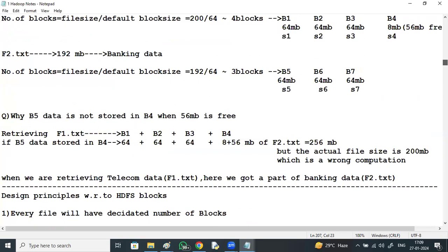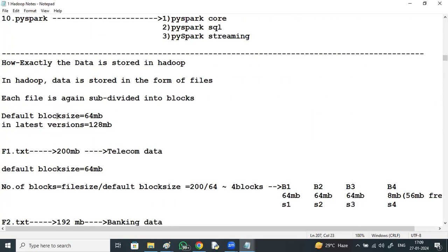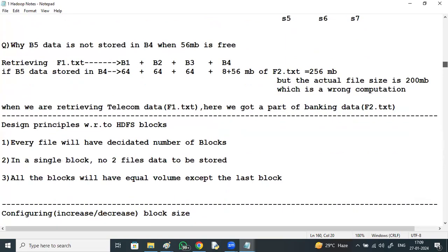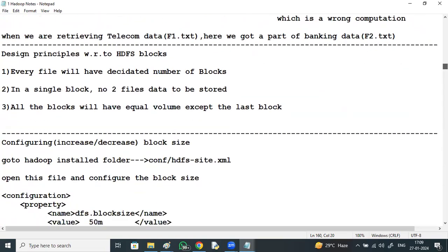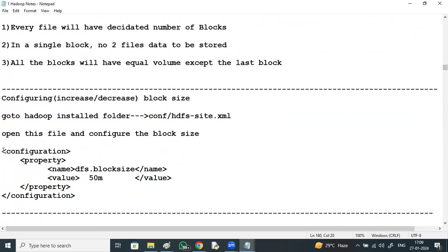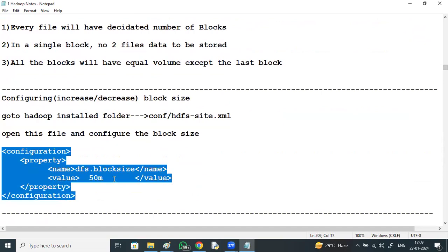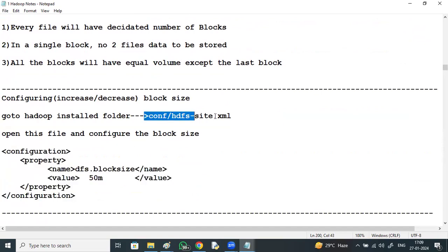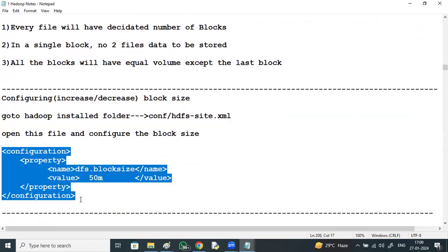Is it possible, sir? The default block size is 128 MB currently, in the latest version. In the previous version it was 64 MB. Even we can set our own block size. By default, 128 MB, if you are not giving anything. This configuration, if you are not writing in the Hadoop installed folder, you will see this file. It will be an empty file. If you are not configuring anything, by default, what is the block size it takes? 128 MB it takes.